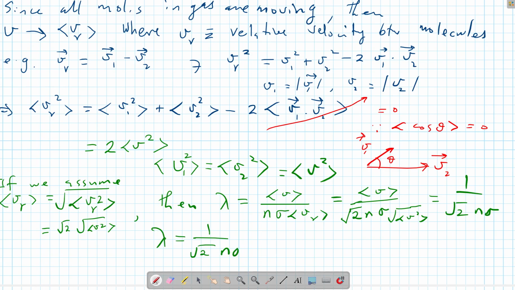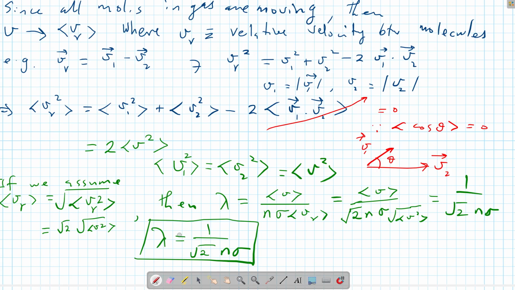All you need to have is the number density and the cross section. Okay, I think that's it. It's enough for today. We're going to stop here. In the next lecture we can expand a bit and talk about sigma more. What does it really mean, the collision cross section?